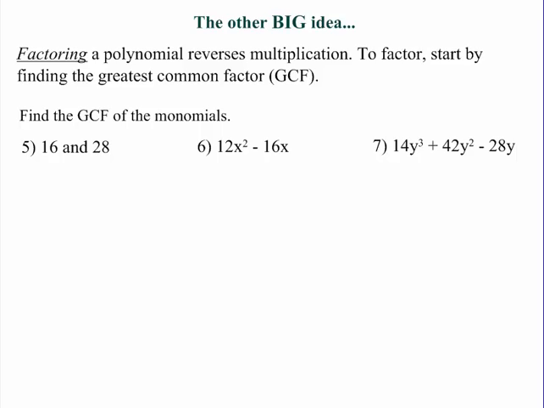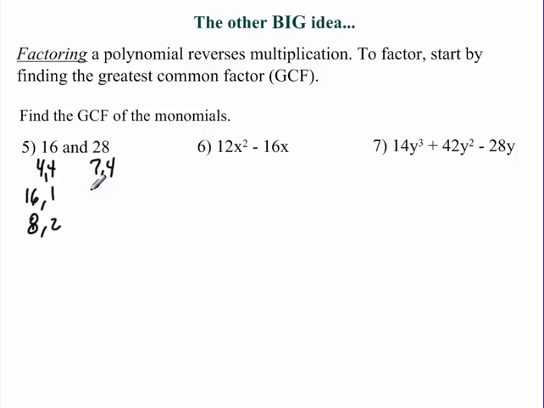To factor, start by finding the greatest common factor. Okay? Find the GCF of these down here. Well, the factors of 16 are 4 and 4, 16 and 1. Let's see, 8 and 2. Okay, and I think that's it. Alright, so over here we have 7 and 4.